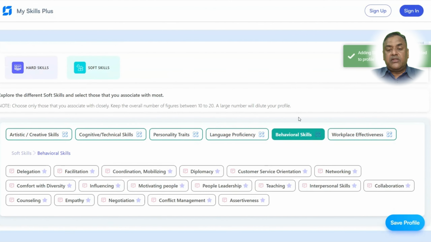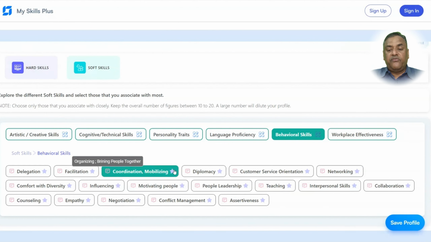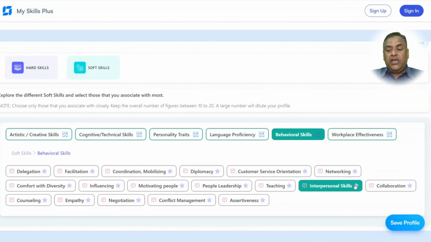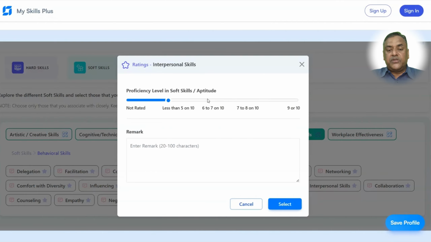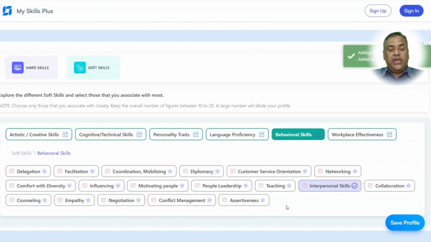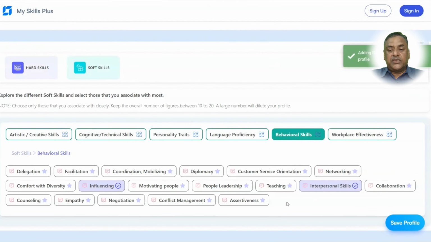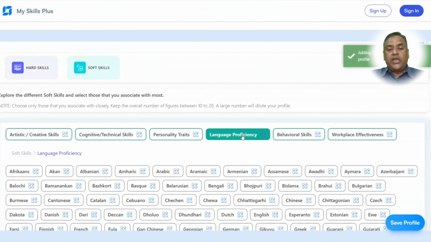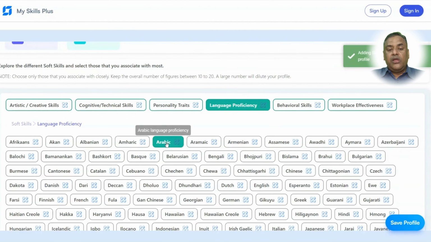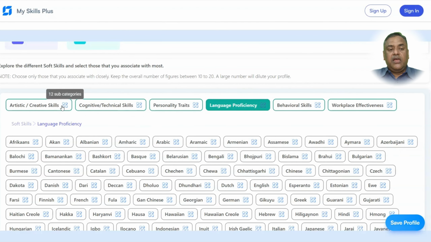Let's go to behavioral skills and look at it. So here we have small descriptions also given for us to understand. And then let's say I'm good at interpersonal skills. Maybe in influencing, I'm not great. Okay, but I think I need to improve. But I'm not great there. I'm a little passive, not very assertive. Like this, we can also take stock of our skills in the different areas.